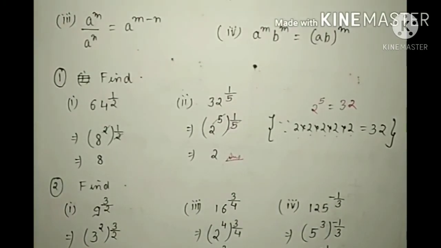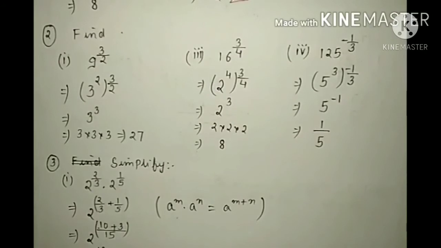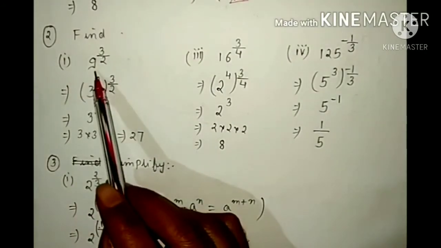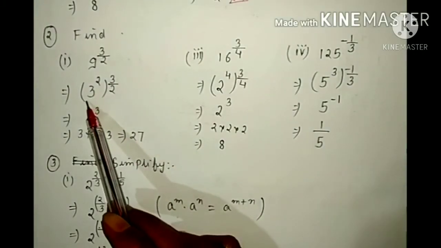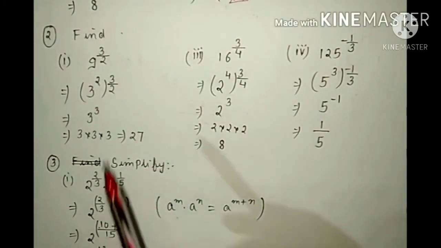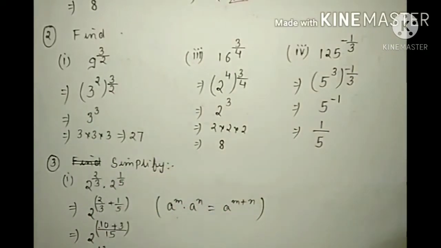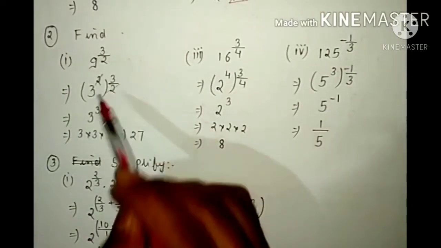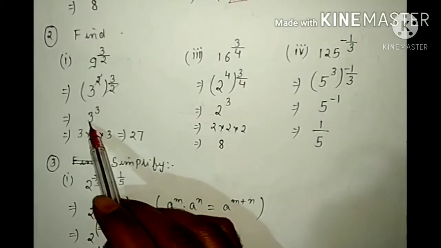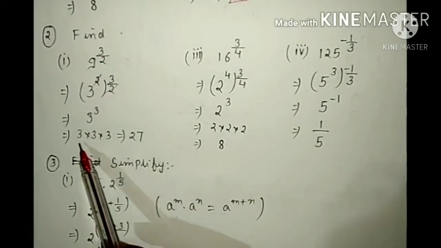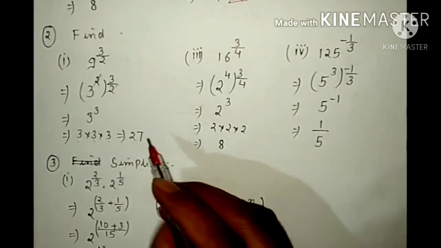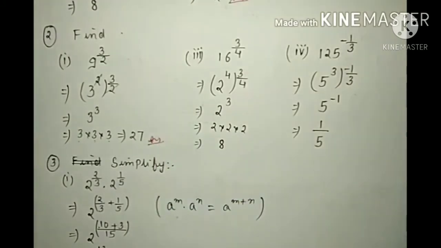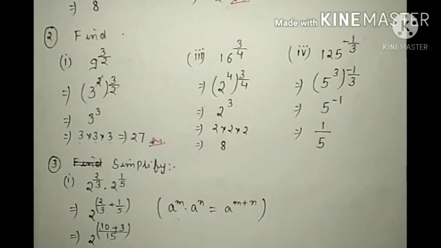Now see the second question, first part. 9 की power 3 by 2. 9 can be written as 3 square, whole power 3 by 2. Now this 2 and 2 will be cancelled. What is left? 3 की power 3. Now that means 3 into 3 into 3. 3 3 is a 9, 9 3 is a 27. So our answer is 27. Now let's see the third part.